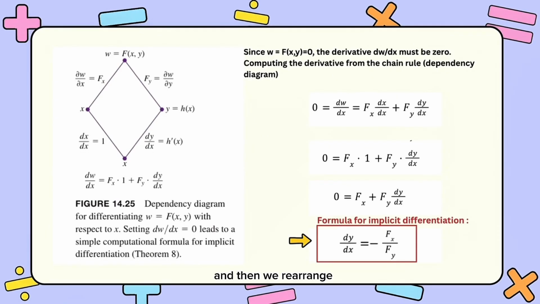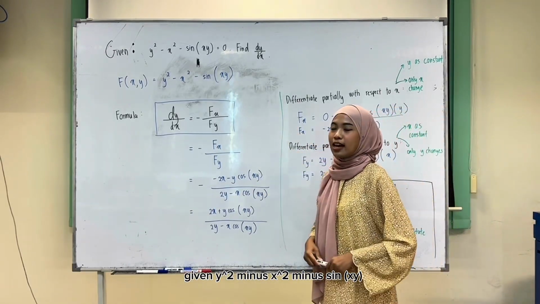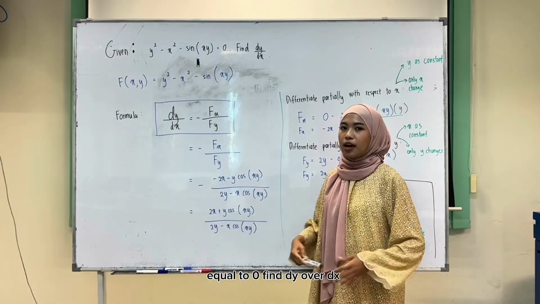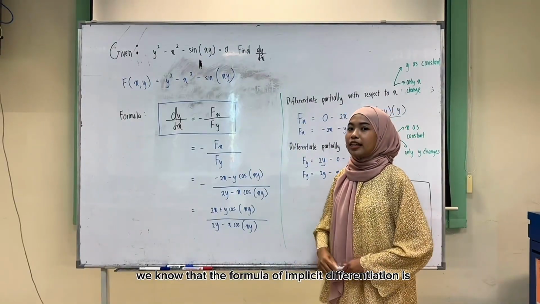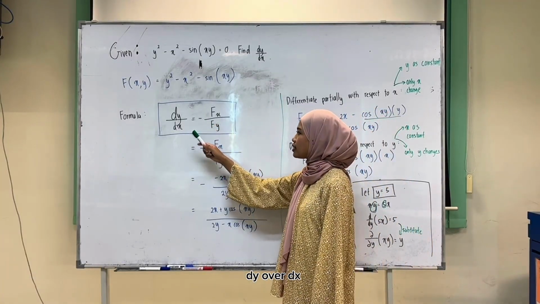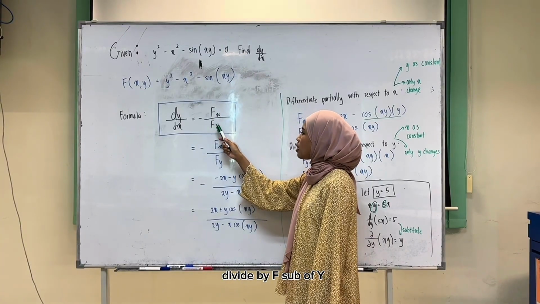And then we rearrange dy over dx equal to minus f sub x divided by f sub y and get a formula for implicit differentiation. Now, let's look at the example. Given y squared minus x squared minus sin of xy equal to 0, find dy over dx. We know that the formula of implicit differentiation is dy over dx equal to minus f sub x divided by f sub y.